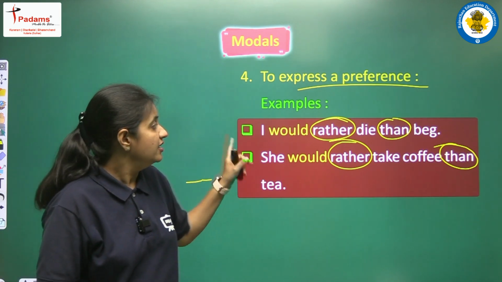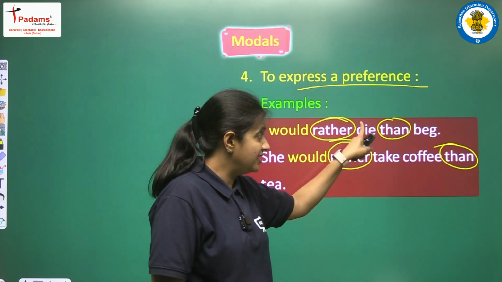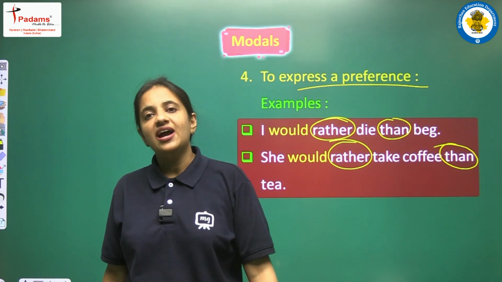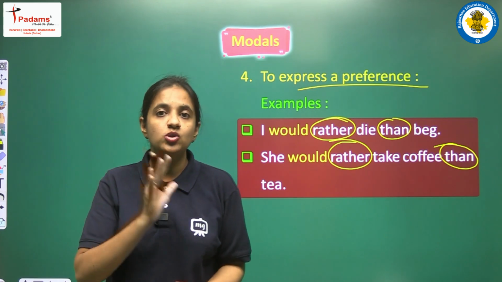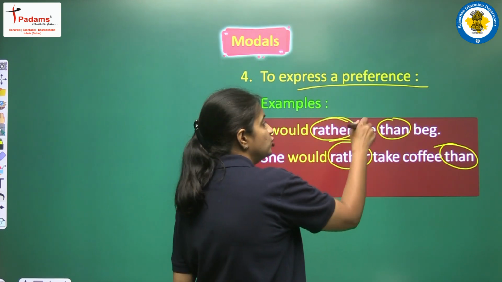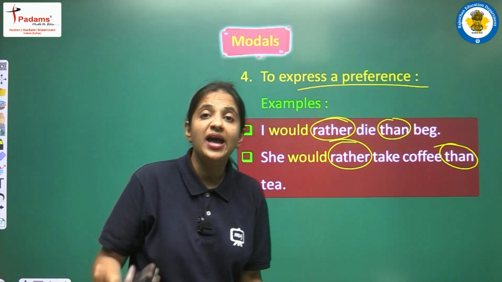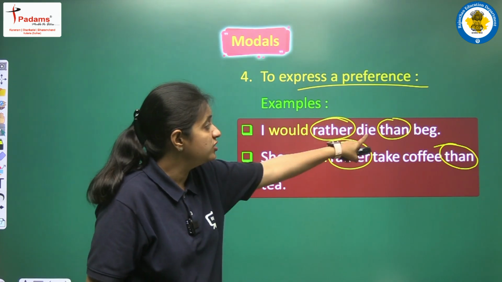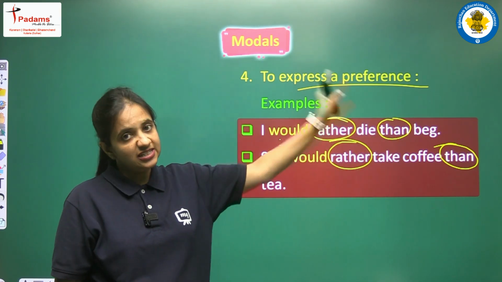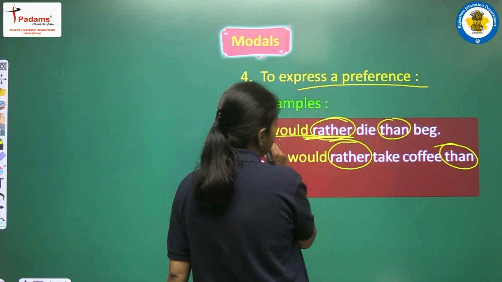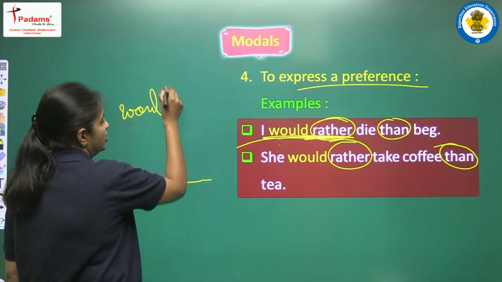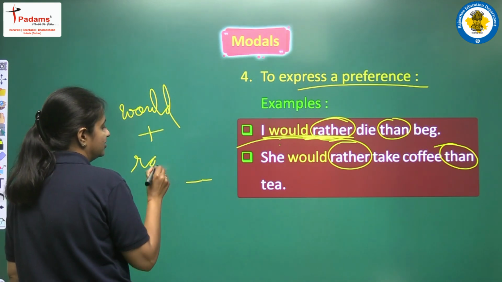Now let's try to understand this sentence. Let's take the first one. The first example is, I would rather die than beg. So in this example, as I have told you earlier, we are having two options and we have to choose one. The two options available are, first option is to die, second option is to beg, and in the sentence I am choosing one option and saying that I would rather die. So in such a structure, this word rather will be there after would. So we can say the combination will be would plus rather.